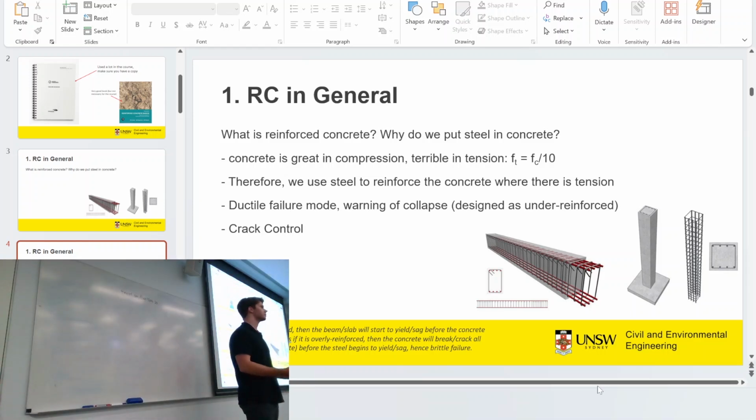When concrete cracks, it loses a lot of its strength, and you get fast crack propagation and all of that. So in order to tie back together those portions that have cracked, we have steel there, and that helps a lot as well.